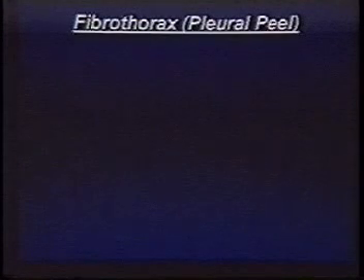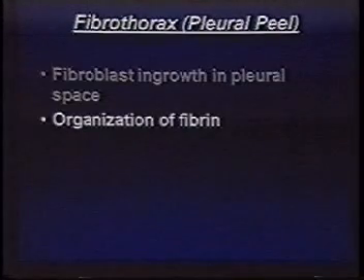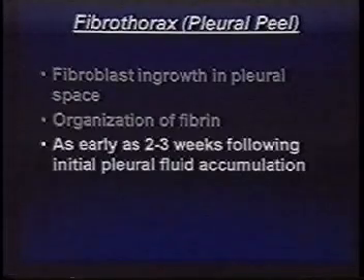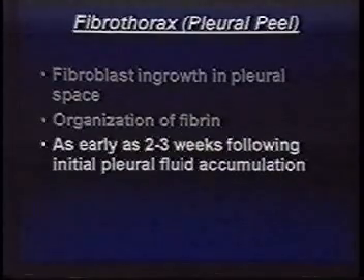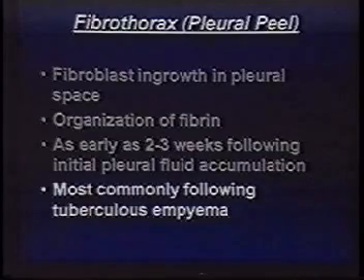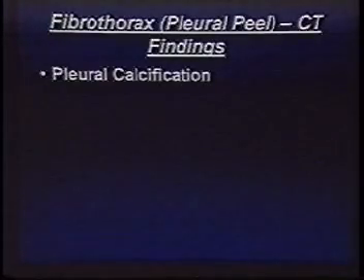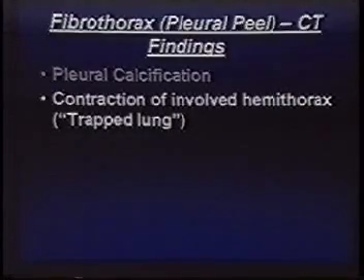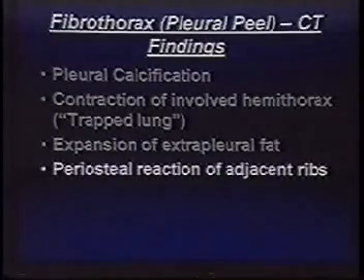The final stage of development of parapneumonic effusion is the organized stage, or fibrothorax. And these result when there's fibroblastic ingrowth into the pleural space with organization of the fibrin strands. And these can be seen as early as 2 to 3 weeks following the initial development of the pleural effusion. Most common cause is tuberculosis. On CT, fibrothorax can demonstrate pleural calcifications, contraction of the involved hemithorax or trapped lung, expansion of the extrapleural fat, and periosteal reaction of adjacent ribs.